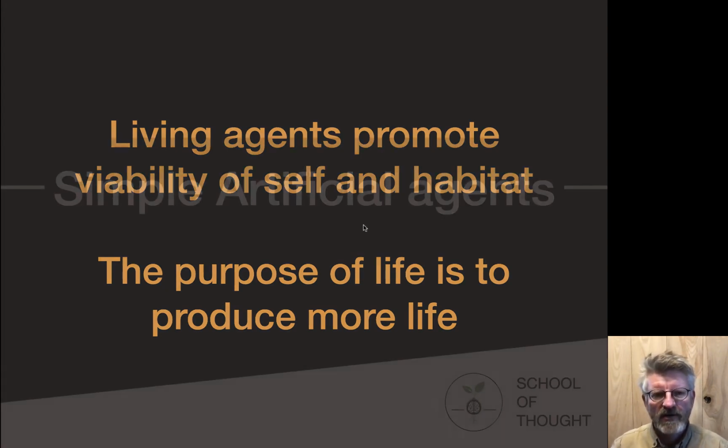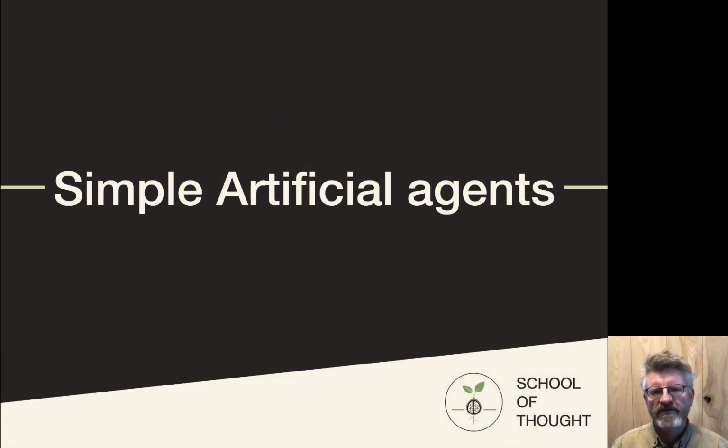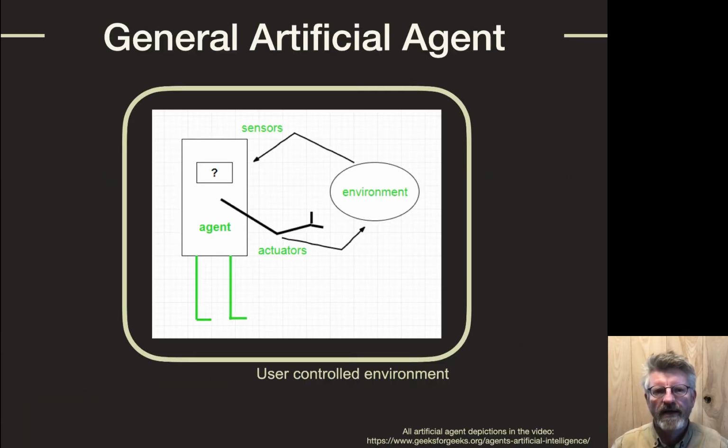So let's now go to simple artificial agents. A very simple artificial agent looks more or less like this. We have the agent. The agent has sensors that tell it something about the state of the world, and it has actuators, say a robot arm or something like that, and then it can influence the world. By the way, this artificial agent can also be a software agent, for example. It doesn't have to be a robot.